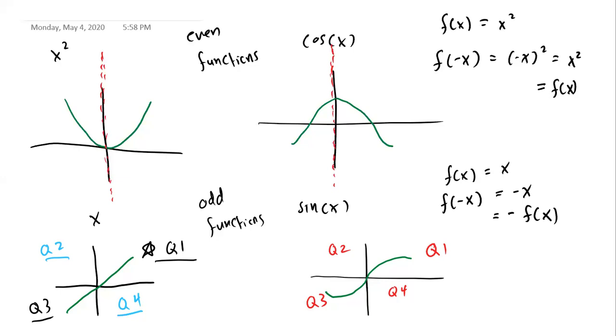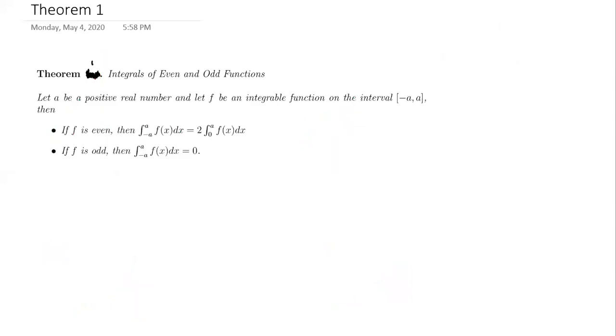So why are we going through this? Well, the reason why is because we can simplify our definite integrals if we have even and odd functions. For example, here's what the theorem says. Let a be a positive real number, and let f be integrable, which, remember, integrable for us is the same as continuous, on the interval negative a to a.